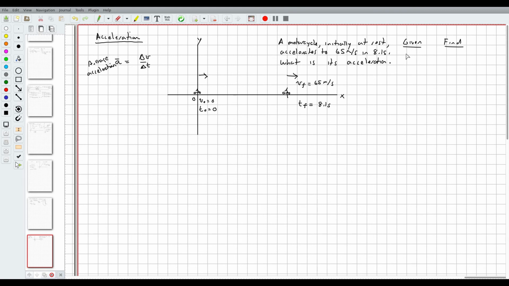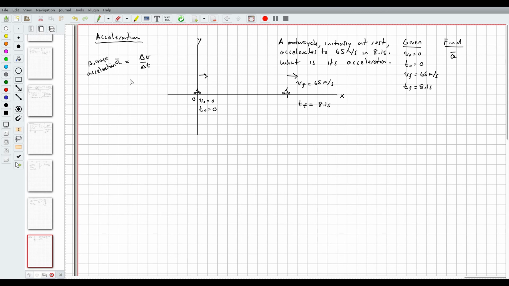Given: initial velocity is 0. Initial time, 0. Final velocity, 65 meters per second. Elapsed time, 8.1 seconds. And I would like to find the average acceleration.